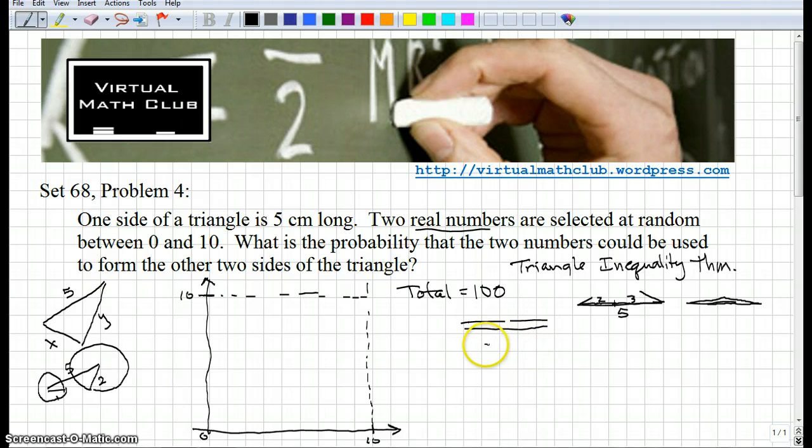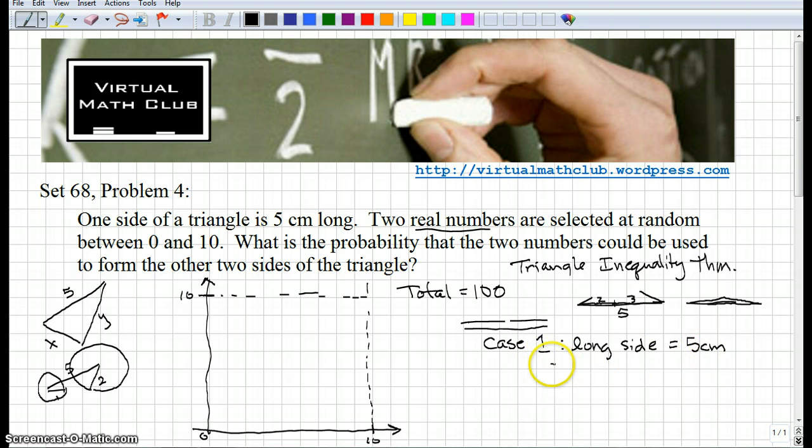Okay. So let's break this up into cases. All right. So let's look at the first case. Let's assume in the first case that the long side of the triangle is the 5 centimeters.